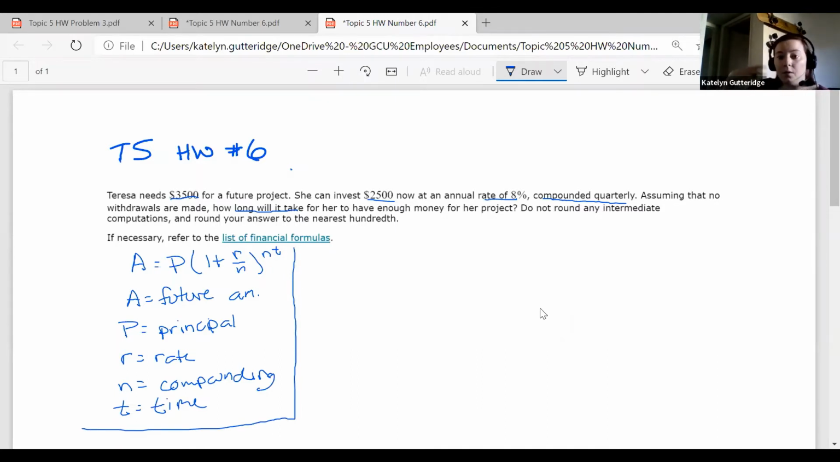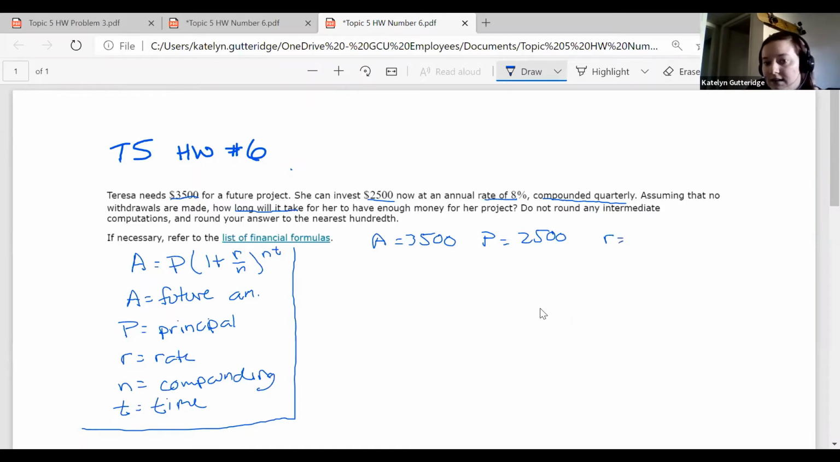Okay, so we have our formula. Now we want to start substituting in what we know. So the $3,500, that's what Teresa needs. So we want to see how long this will take to grow to $3,500. So we know our A automatically is going to be $3,500. She is investing $2,500. So that is what's telling us that our P value is equal to 2,500. That's what she's putting in. She's getting out this $3,500.